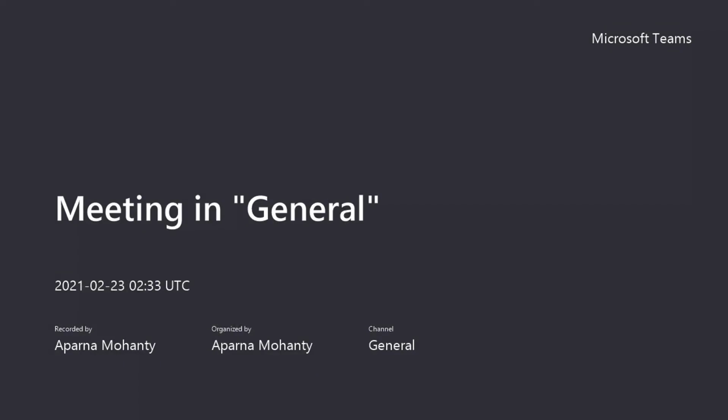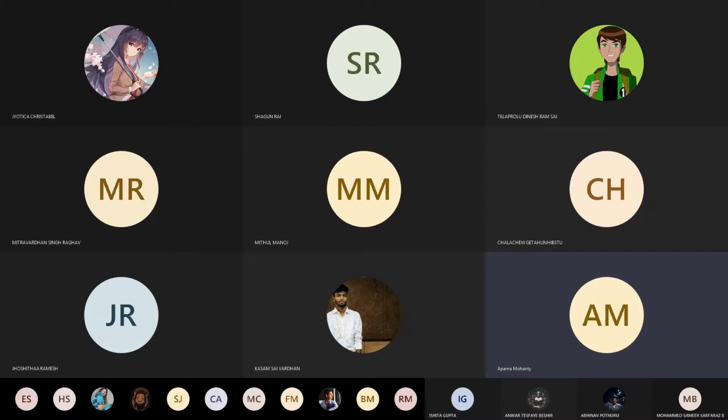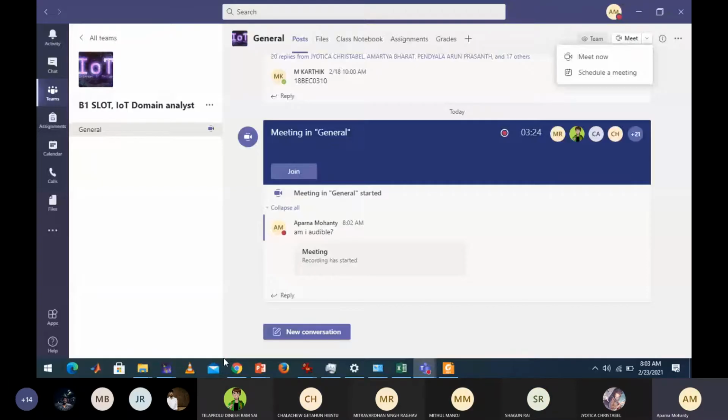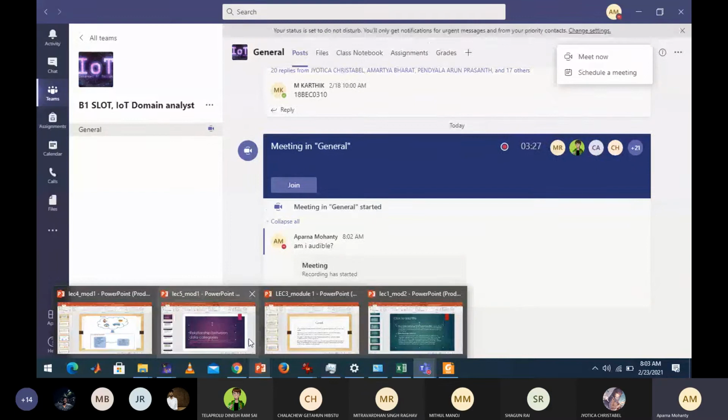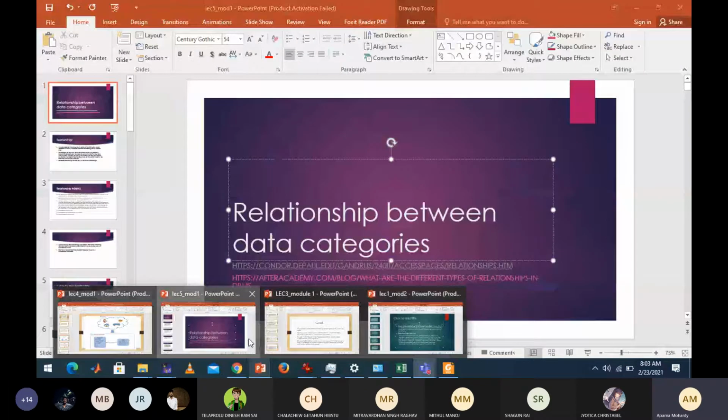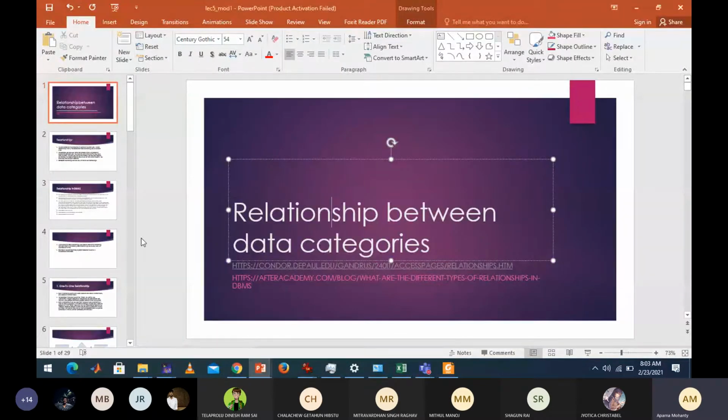We were already in your first module discussing semantics and how to integrate the data models, information models, and all those concepts we covered. So today we will move into the next topic, which is about the relationship between data categories. I told you the basic difference between an information model and a data model.